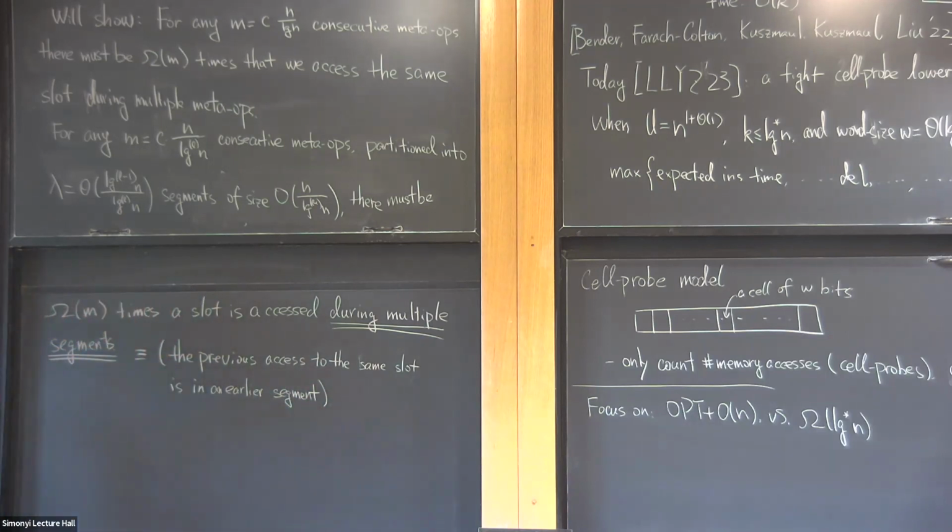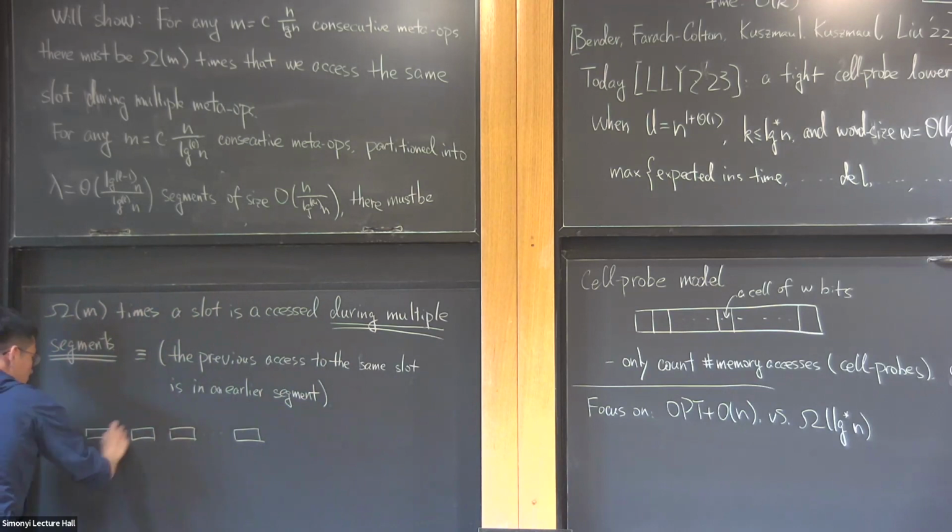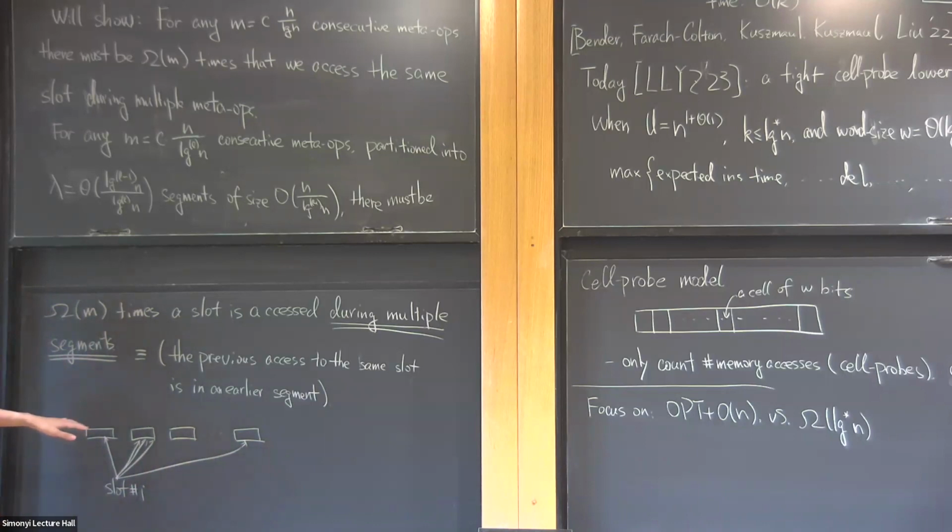You mean just the immediately previous or some previous? The immediate previous, to the same slot. So if I have a few segments, there are lambda of them, and then I look at one slot. Like if I access here once, maybe here multiple times, and then maybe 0 times here, but once here, then it's accessing 3 different segments, so I want to count it twice.